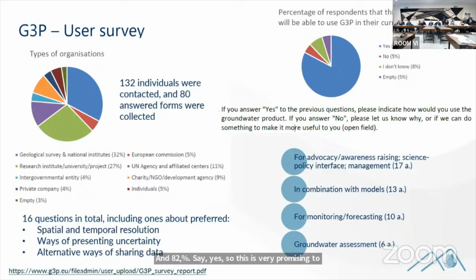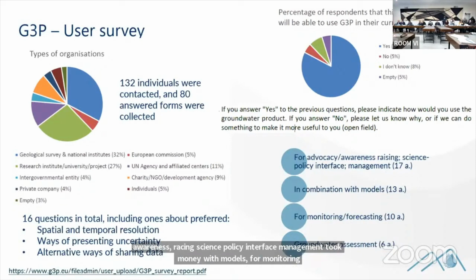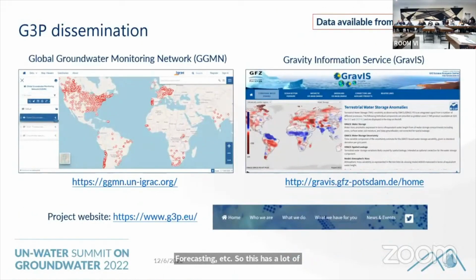And then we asked, how would you use it? And this was an open question. And we could gather the answers in those 4 categories that you see there. And this is also very promising, that the G3P can be used for advocacy, awareness raising, science policy interface management, to combine it with models for monitoring, forecasting, etc. So this has a lot of uses. It will have.